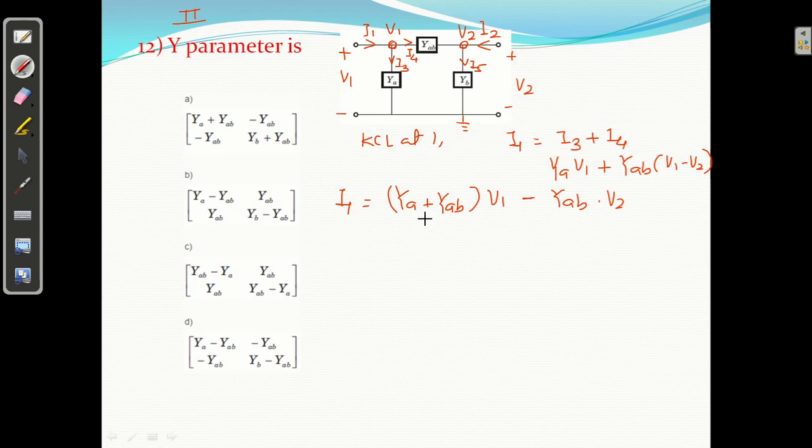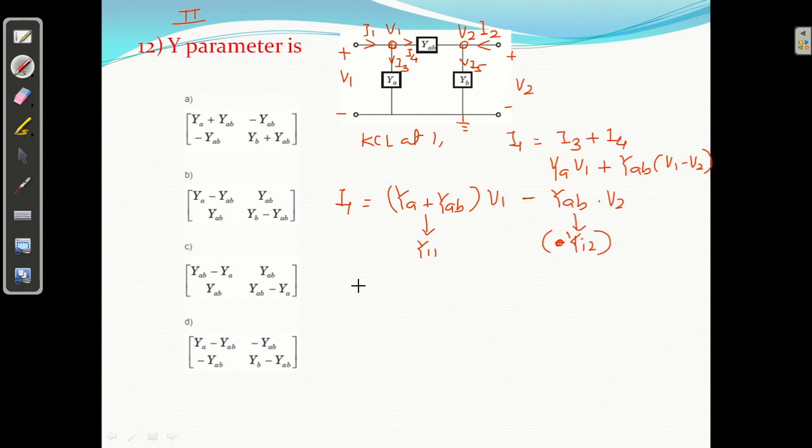So this is Y11. This is Y12. I1 equal to Y11 V1 minus Y12 V2, sorry, this is minus. So this will be minus, right?